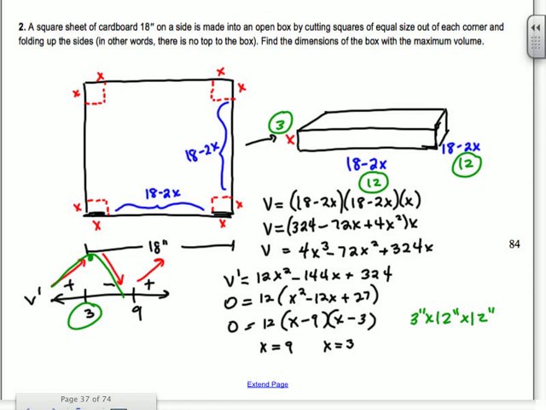Okay, if I actually asked you to find that volume, you would multiply it out. So 3 times 12 times 12.